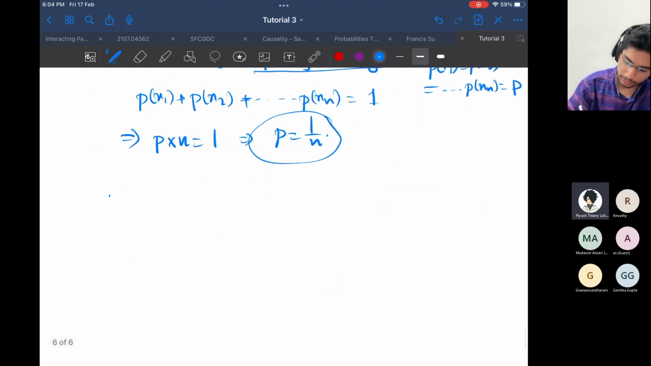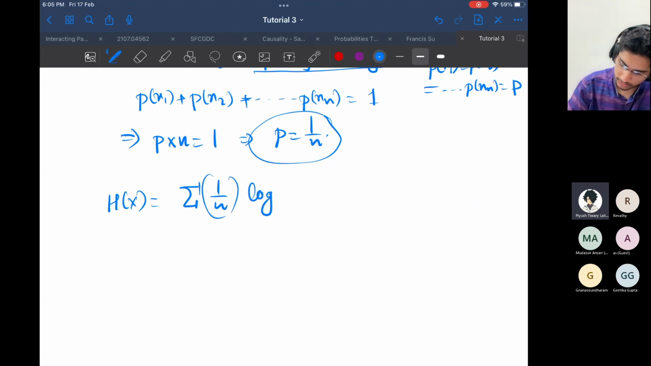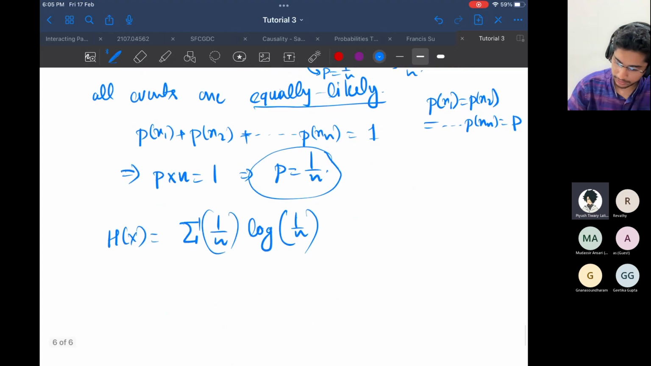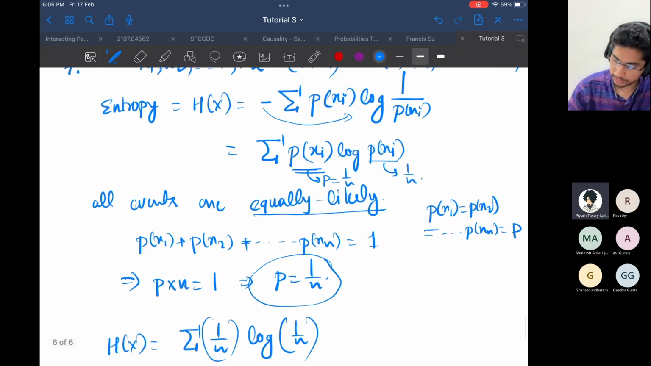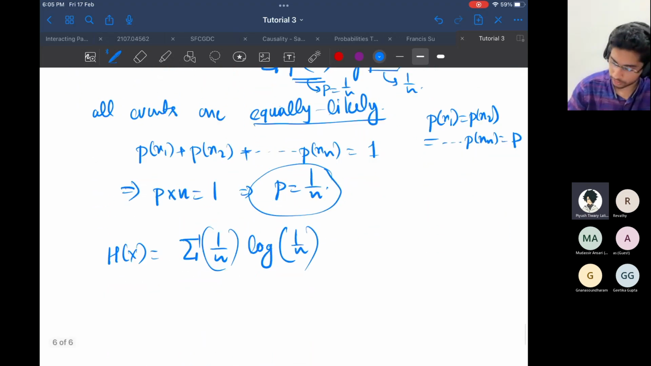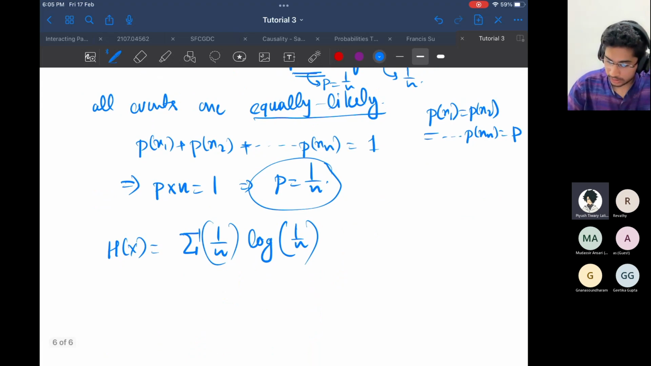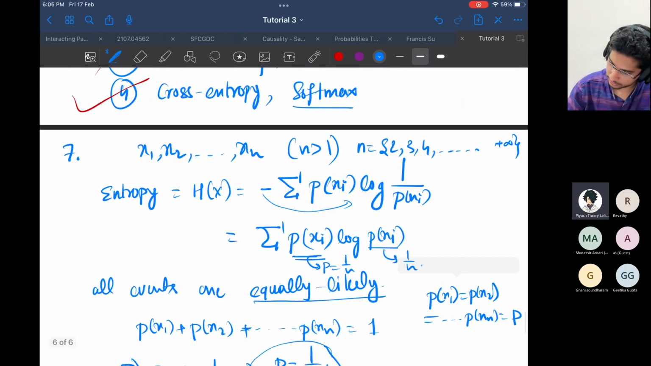So I can now calculate the entropy. H of x will be what? Negative, so let me use the other form, summation 1 by n log of 1 by n, right? Okay, this is correct, right? I hope so. Okay, I think there is a plus sign here and a negative sign here. Is that correct?